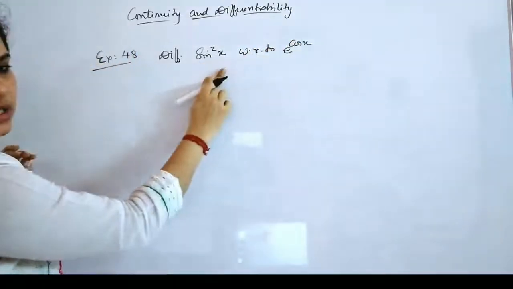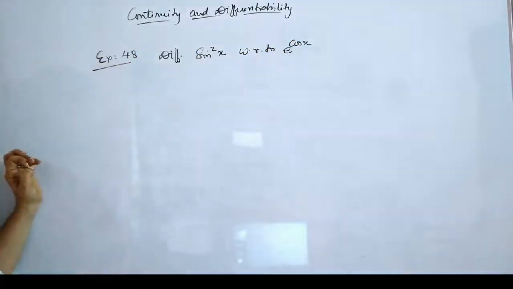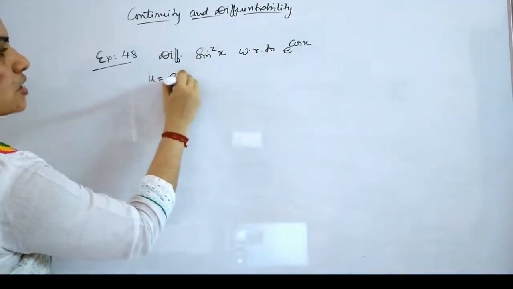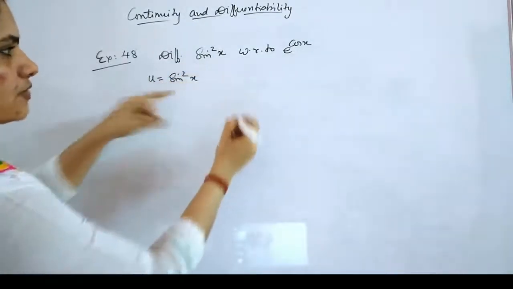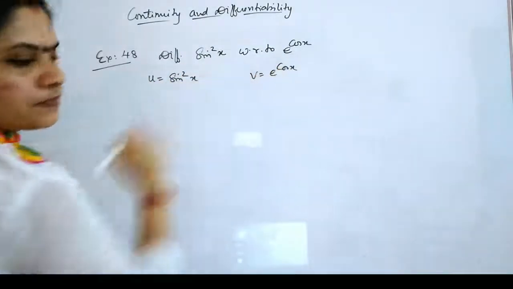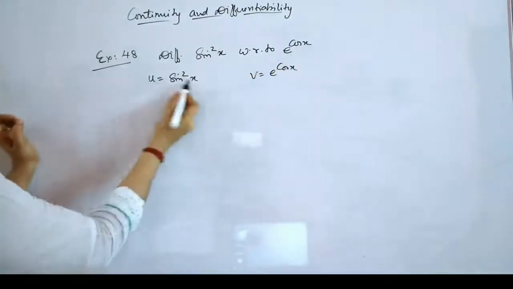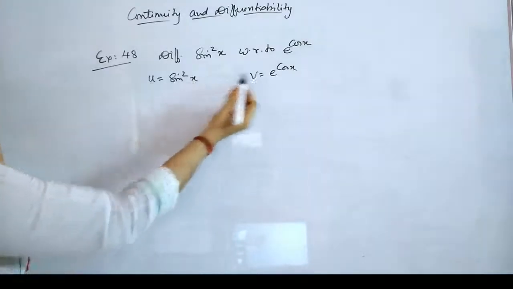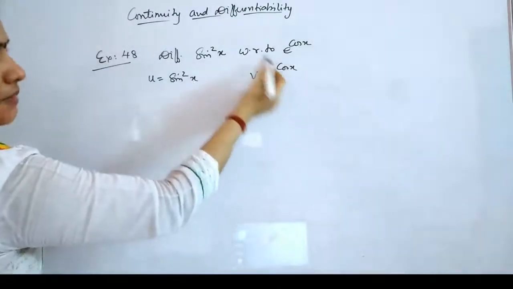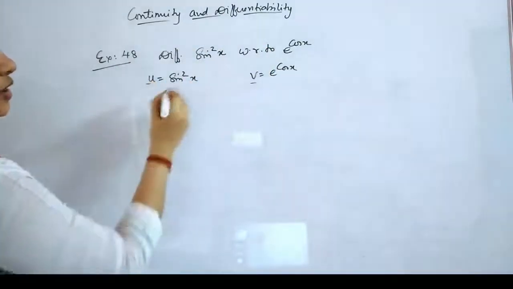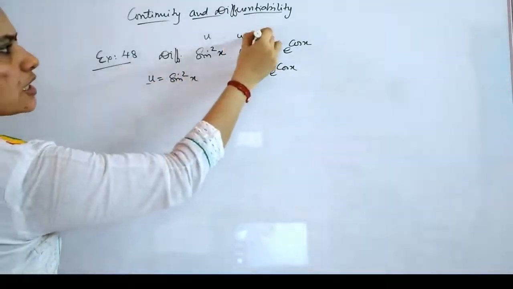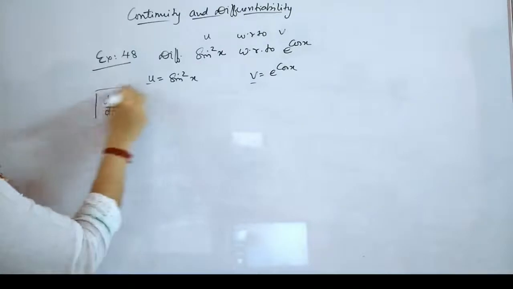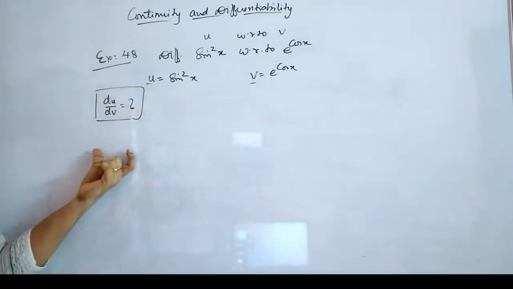That means the first is a function of x, and the second one is also a function of x, not x itself. So in that case we will take the two functions as u and v. Let u be the first function, v be the second function. Now from this, how can we differentiate? We can differentiate u with respect to x, and we can differentiate v with respect to x. But the question's meaning is, if this is u and this is v, you have to differentiate u with respect to v. That means you have to find du by dv. Understood? This is actually your question.